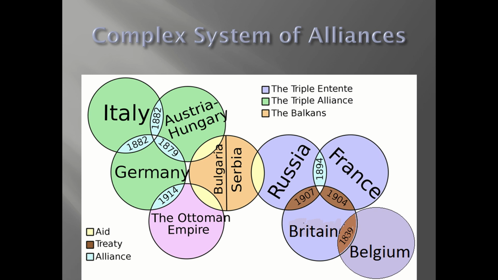You don't have to memorize the dates between these alliances, but the point is that this is a very complicated kind of system of dominoes, that if you knock one of these over, it's going to have a ripple effect across this spectrum.